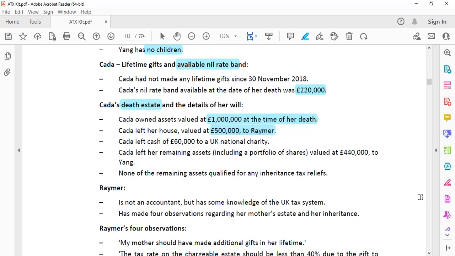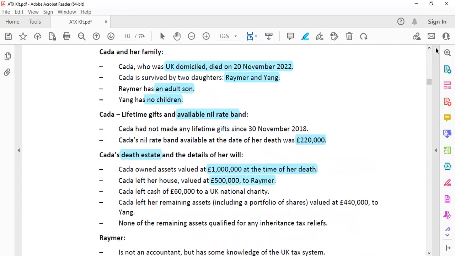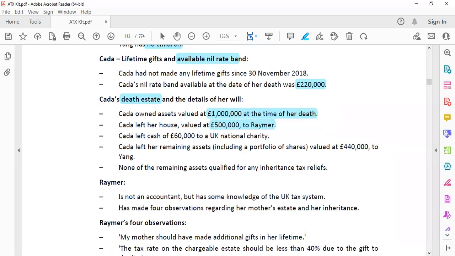Now, who is Rammer? Rammer is the daughter of CADA. So the house has been given to the children. CADA left cash of 60,000 to a UK national charity. Anything given to the spouse, charity or political party is exempt.